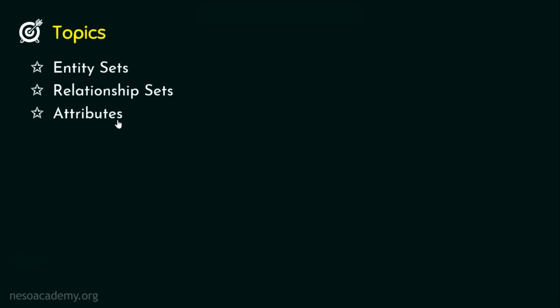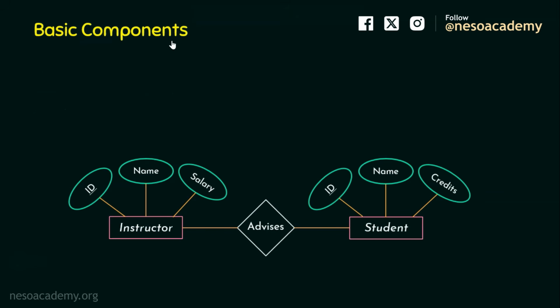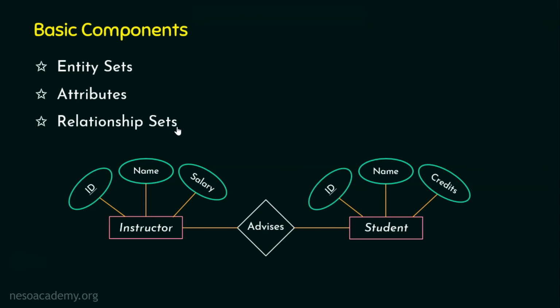attributes. In part 1, in the last presentation, we have seen the basic components of the ER model, and we have confirmed the three basic components are the entity sets, attributes, and relationship sets. In the last presentation, we have understood the basics of the entity sets, attributes, and relationship sets. In this presentation, we are going to understand much more information about these three components. Let's start with the first one, the entity sets.